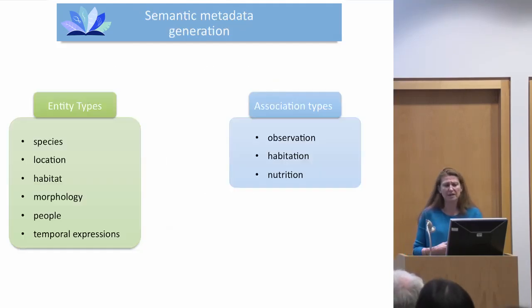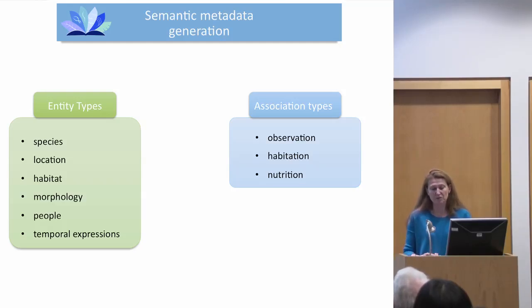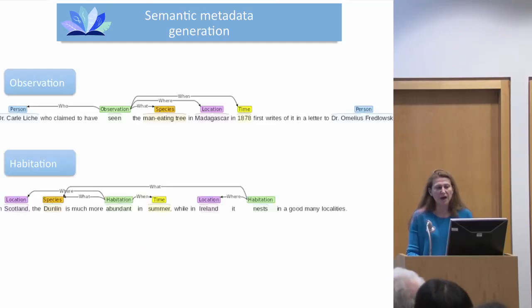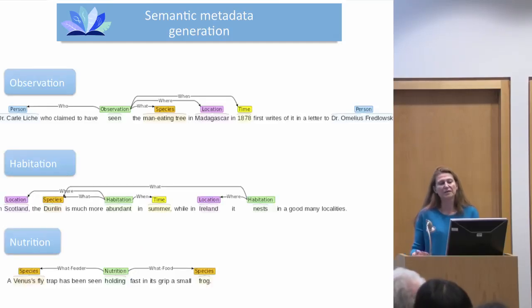For semantic metadata, we have different entity types for biodiversity. Again, the same as before, but of a different type, customized. Species, location, habitat, morphology, and association types or event types like observation, habitation, and nutrition. These are the ones we identified, our users identified as relevant. So this is actually how it works with text mining.